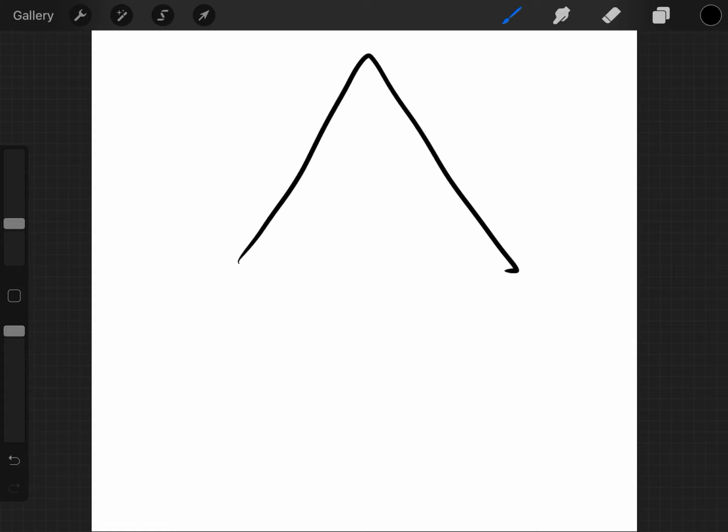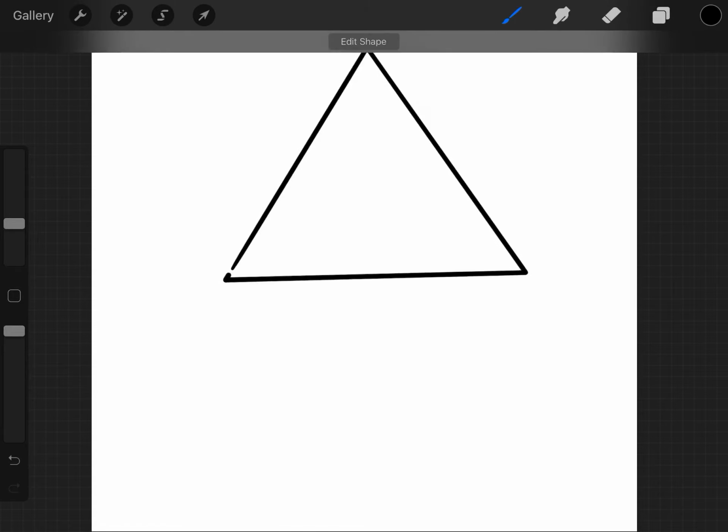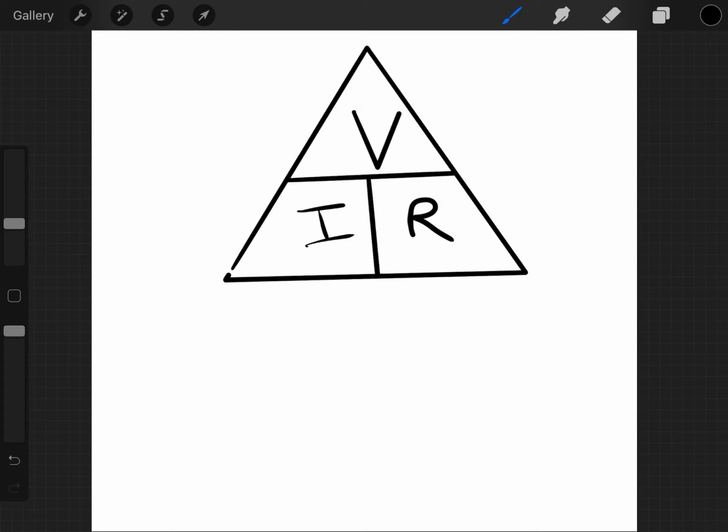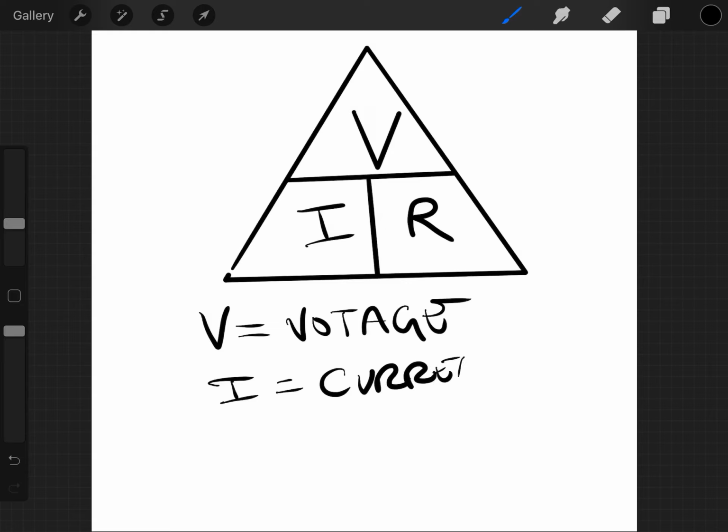So what you should have on your sheet of paper is a nicely drawn triangle, okay, with the V in the top triangle, a line separating current from resistance. Remember that V is voltage, I is current. Okay, voltage is always going to be VI. When you're asking for current, you're looking for the amperage, okay, the amps, or the milliamps or microamps.